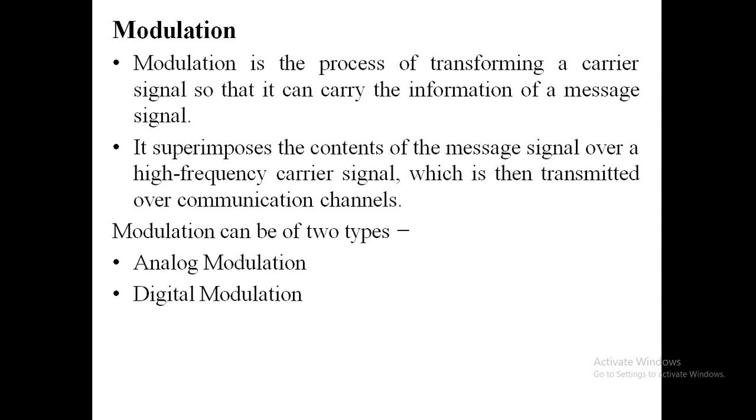Modulation. Modulation is the process of transforming a carrier signal so that it can carry the information of a message signal. It superimposes the contents of the message signal over a high frequency carrier signal which is then transmitted over the selected communication channel. Modulation can be of two types, analog modulation and digital modulation.